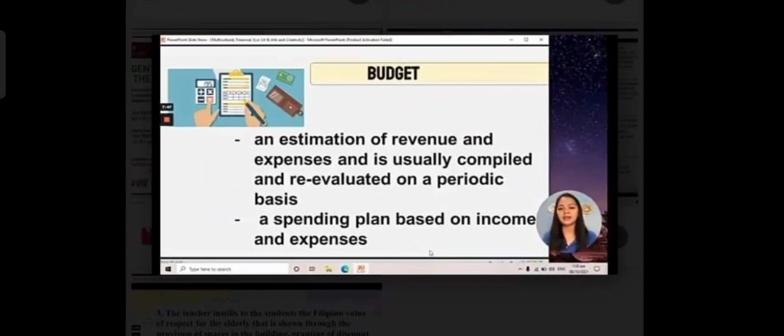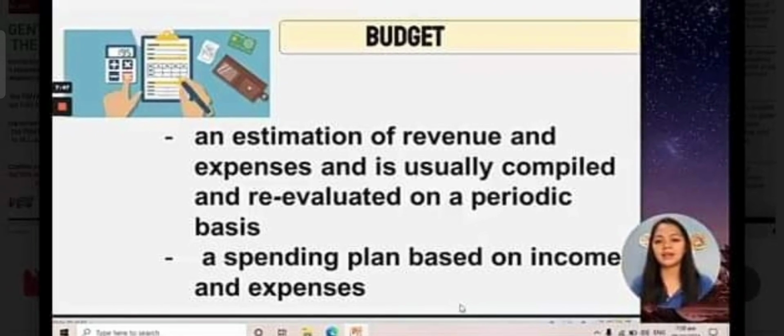Next, budget. An estimation of revenue and expenses that is usually compiled and reevaluated on a periodic basis. So how did you budget the money from your income? For example, if I have 50 a day, I will probably spend 300 or 350 a week. That includes my expenses for food, allowances, transportation, and so on, if I'm working in downtown.